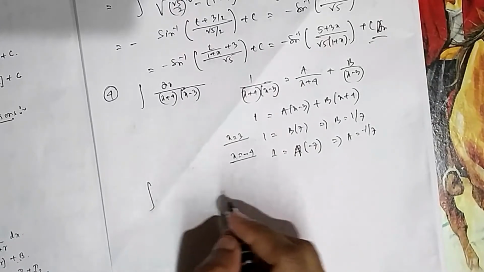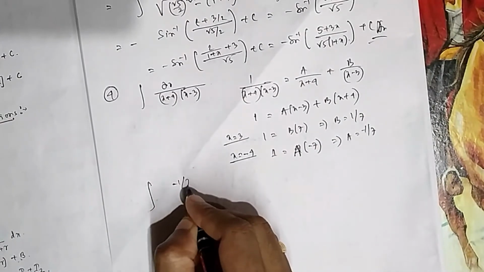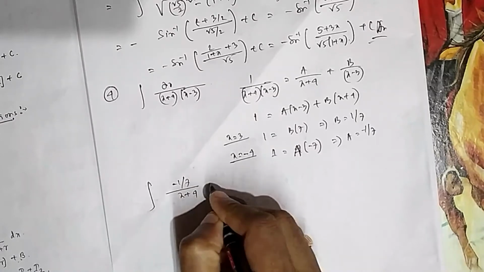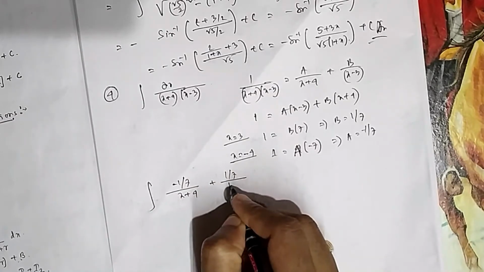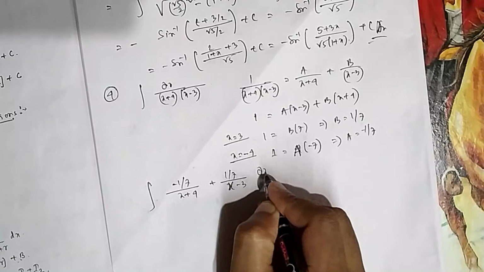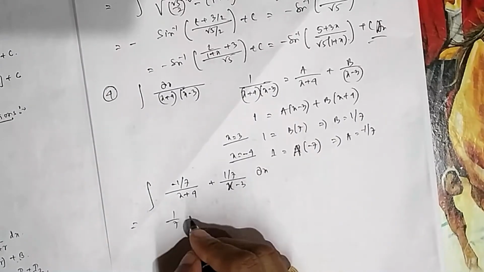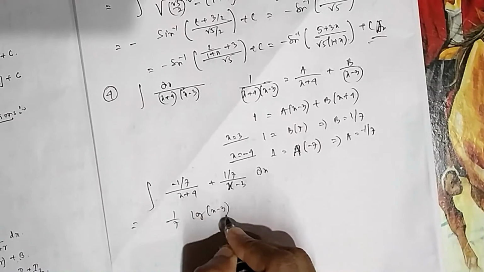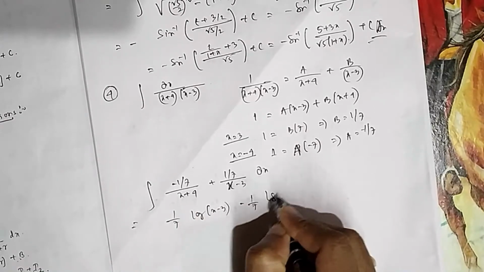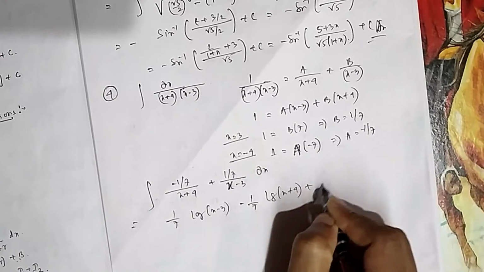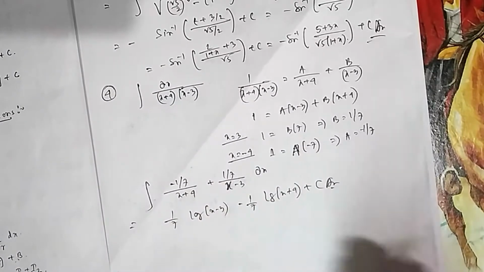So therefore it is the integration of minus 1 by 7 divided by x plus 4, plus 1 by 7 divided by x minus 3, dx. So it will be 1 by 7 times the integration of 1 by x minus 3, which is log of x minus 3, minus 1 by 7 times the integration of 1 by x plus 4, which is log of x plus 4, plus c. This is the 1 by x format, that is log x.